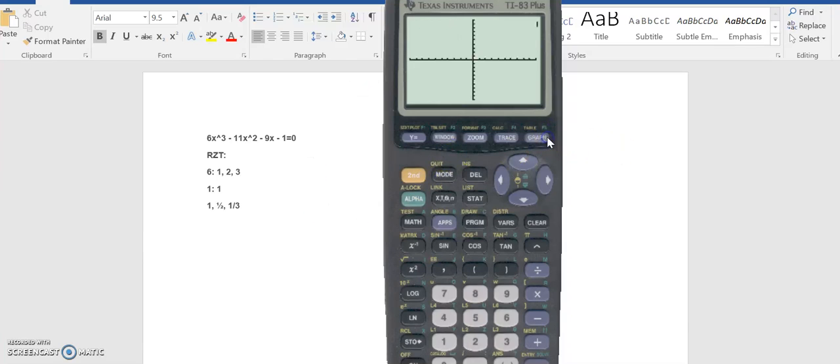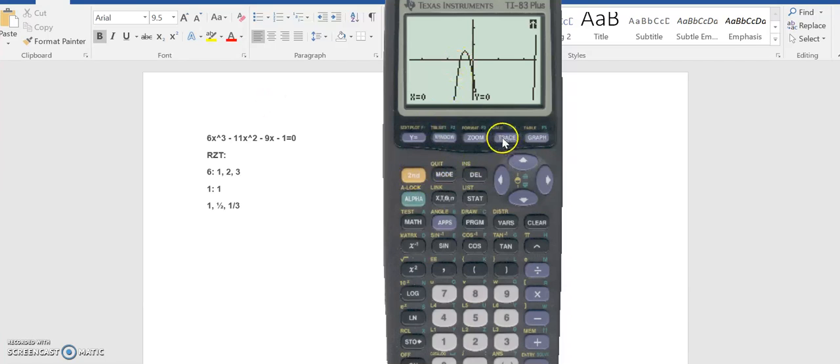I ignore that equals 0 because what that equals 0 tells me is I'm looking for the x-intercepts. So then I'm going to graph it. I've just gotten the standard window. You might need to play with it a little bit, like I might want to zoom in a little bit, or something like that. Then I can look at it a little bit better.